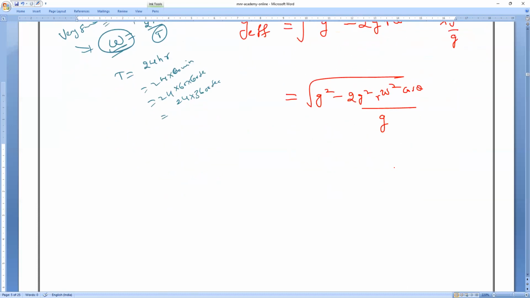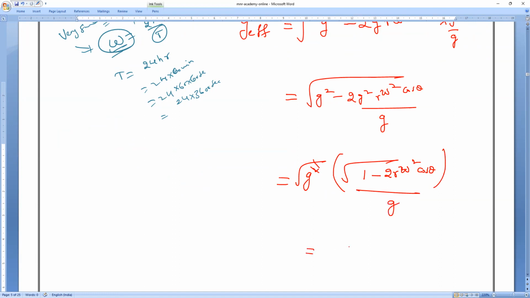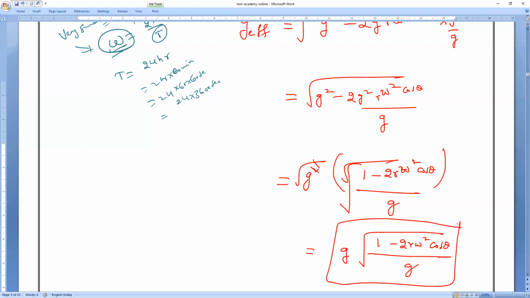Now you can see that in both the cases something is constant. Can you take it outside? What is that? g square. So the root of g square, g will get cancelled. So inside, what is there? Everybody: 1 minus 2r omega square cos theta divided by g. So which is equal to g into root over 1 minus 2r omega square cos theta divided by g. So this is the formula.